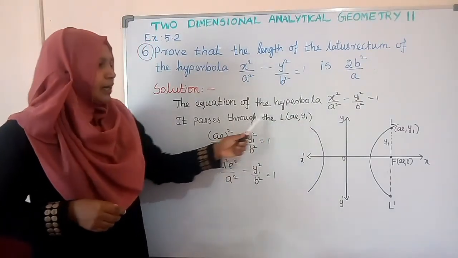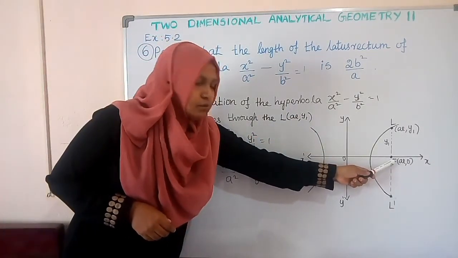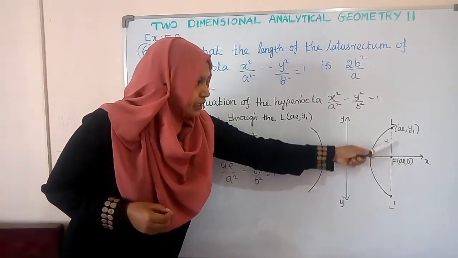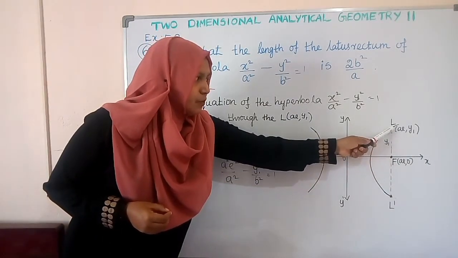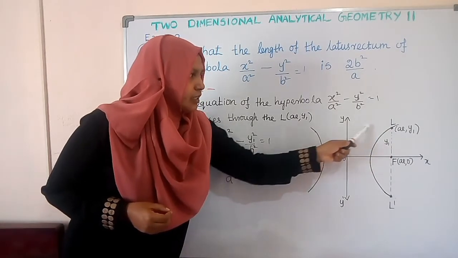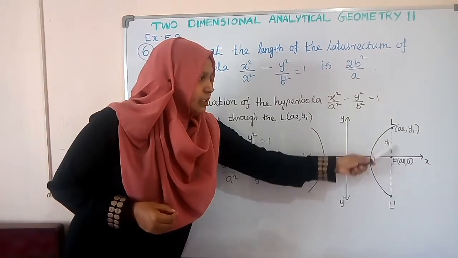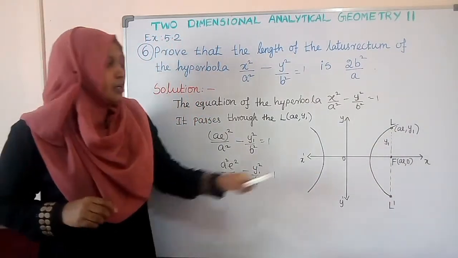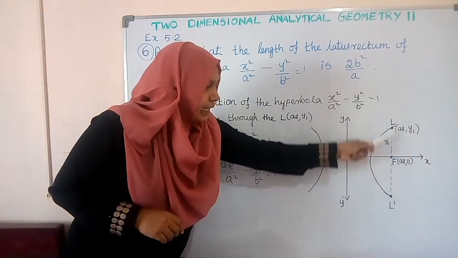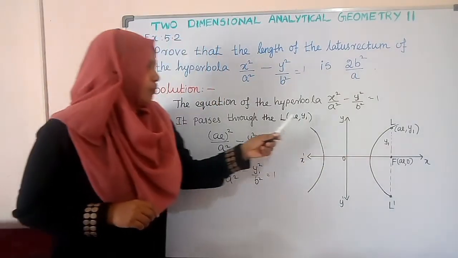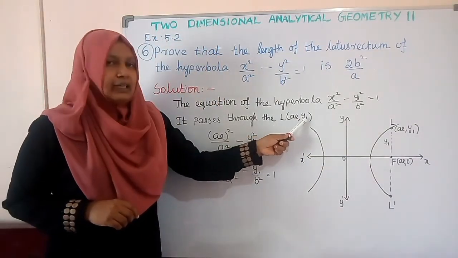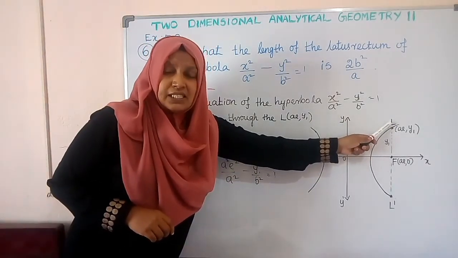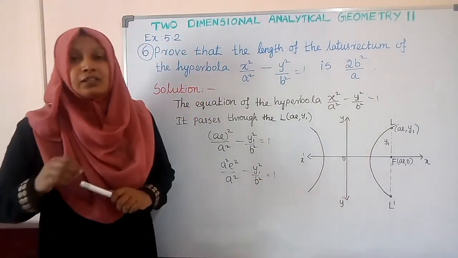Okay? Now it passes through, see here it passes through focus (ae, 0). And also if you take this height as y1, this point becomes, see the horizontal distance is ae and this vertical distance is y1, means the point is (ae, y1). So this latus rectum L dash is passing through the point L, that is (ae, y1). So if the hyperbola passes through L, we can substitute that point in the equation.